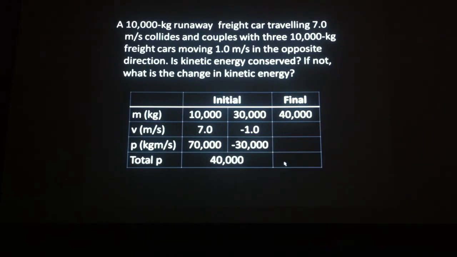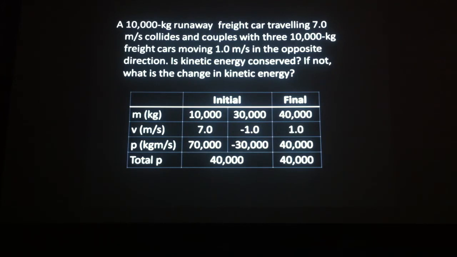So what's our momentum after the collision? Is it going to be larger or smaller or the same? Yes, it's going to be the same. Momentum is conserved in all types of collisions and explosions. So now we've done all the hard work. Now we have 40,000 kilograms of mass times what velocity would give us 40,000 kilogram meters per second of momentum? And of course, you don't even need to do the algebra here. The answer is obvious. It's 1.0 meters per second.